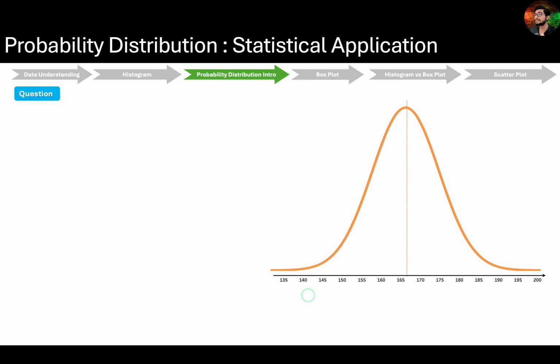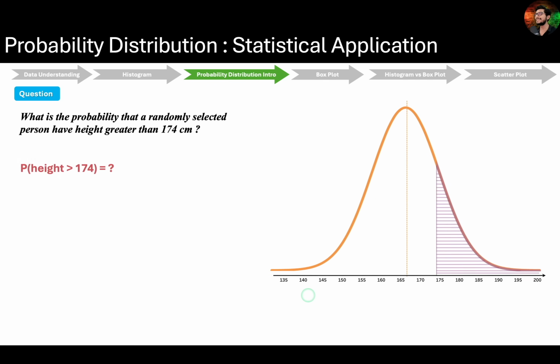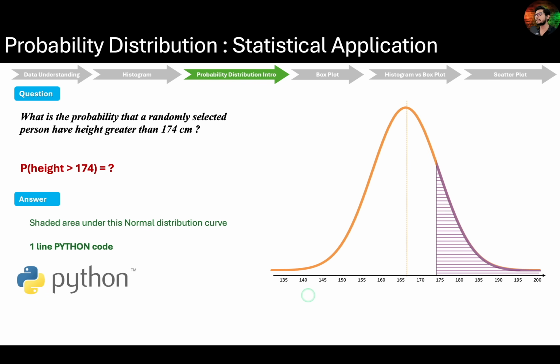And finally, the last type of question we can easily answer involves calculating the probability of randomly selecting a person whose height exceeds a specific value. In this case, it's 174 centimeters. And we can again use Python to calculate this specific area under the curve accurately and efficiently. That brings us to the end of our introduction to probability distributions.